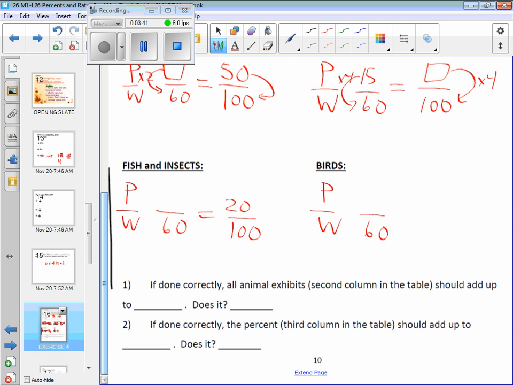Do we need to scale down 20 over 100? Yeah. You get 12. How many of you got 12? I'm going to put it into the chart.